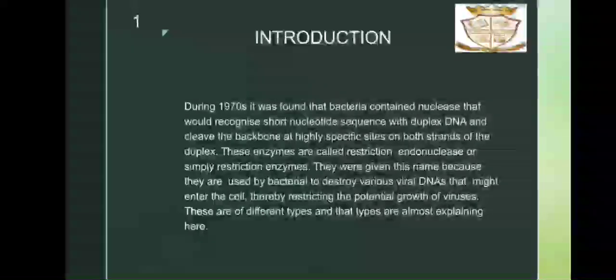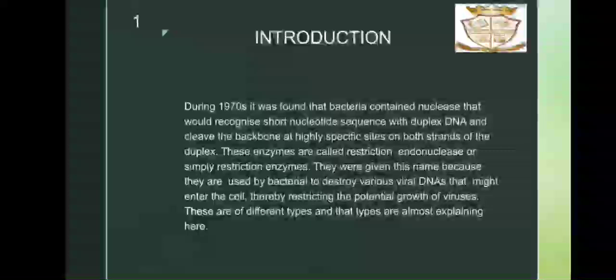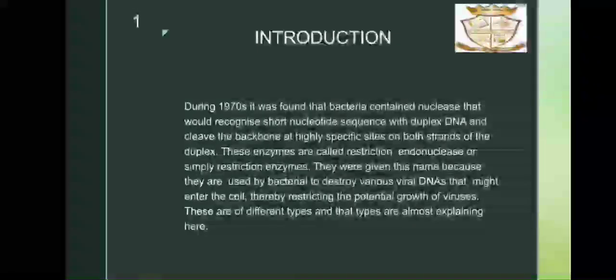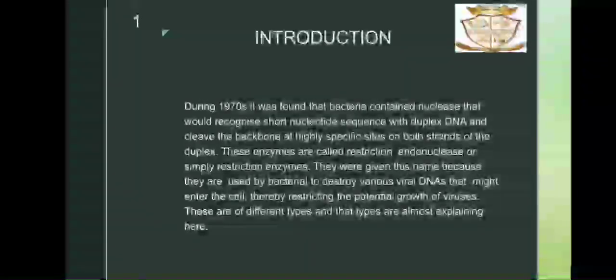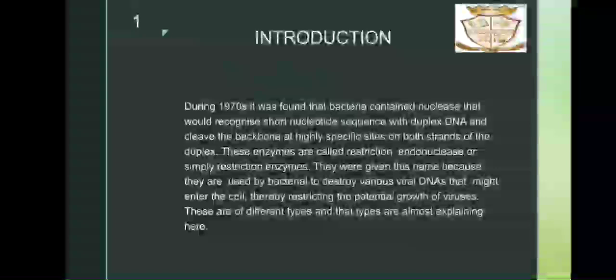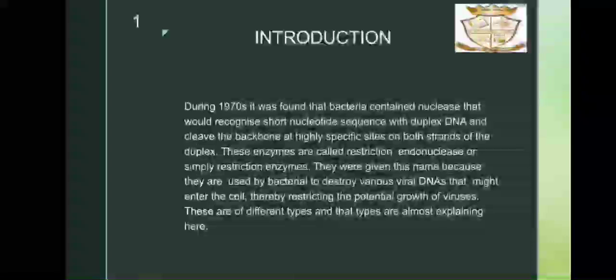Introduction. During the 1970s, it was found that bacteria contain nucleases that would recognize short nucleotide sequences within duplex DNA and cleave the backbone at highly specific sites on both strands of the duplex. These enzymes are called restriction endonucleases or simply restriction enzymes. They were given this name because they are used by bacteria to destroy various viral DNAs that might enter the cell, thereby restricting the potential growth of viruses.